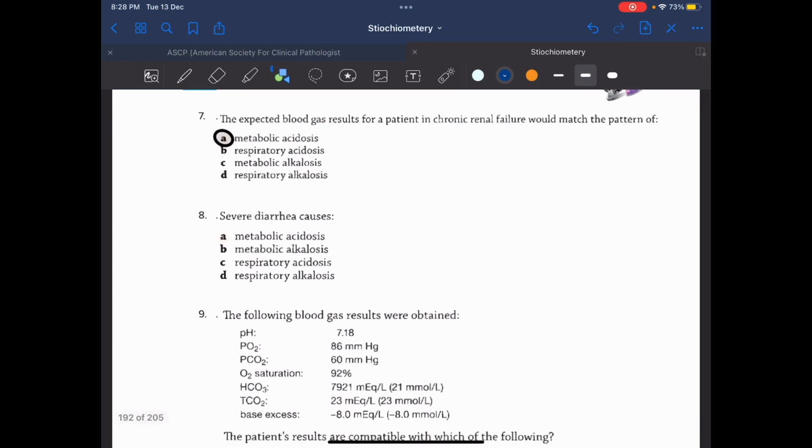Question number 8. Severe diarrhea causes metabolic acidosis, metabolic alkalosis, respiratory acidosis, or respiratory alkalosis. The correct answer is metabolic acidosis.